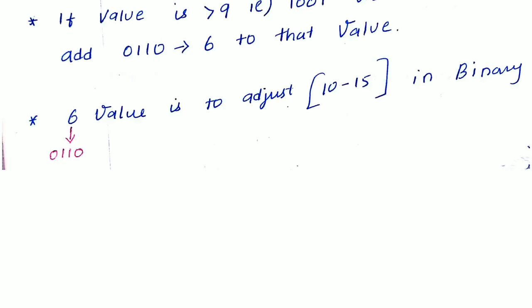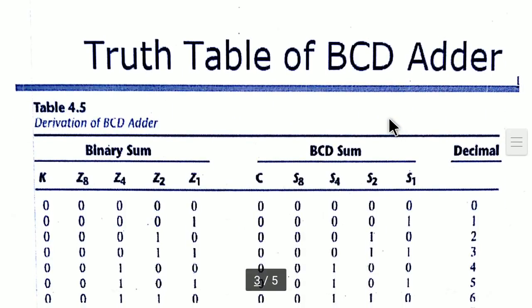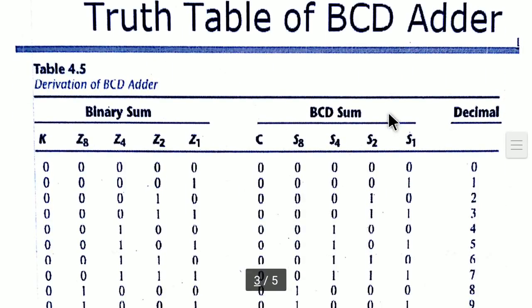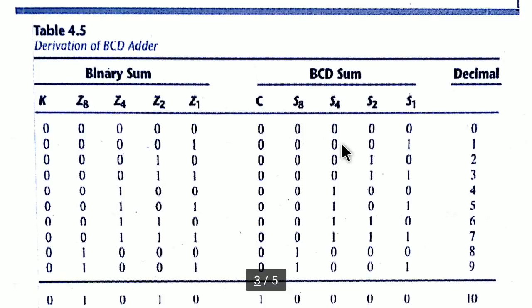That is why we are getting the value 6, which is being adjusted to convert it into a BCD value. Now let's look at the truth table of our BCD adder. This truth table is very simple. This is our binary sum and this is our BCD sum that we are going to have.